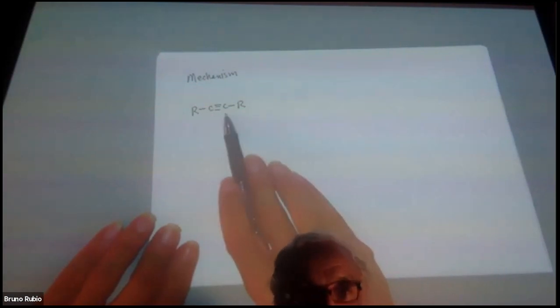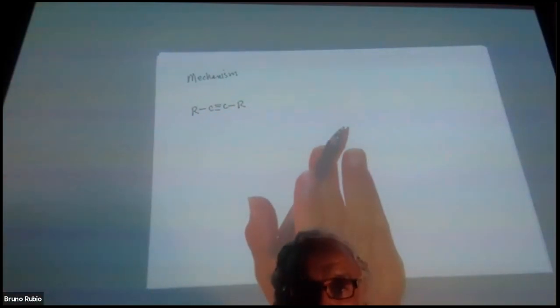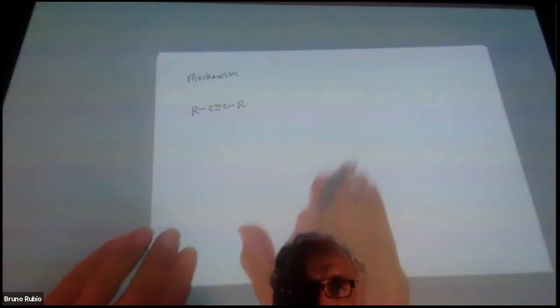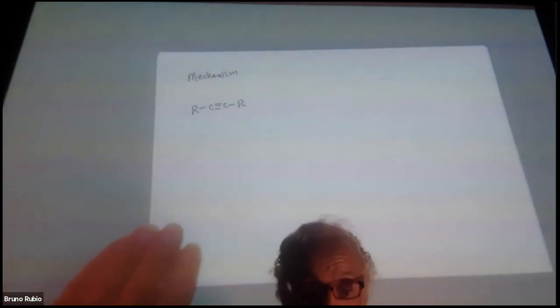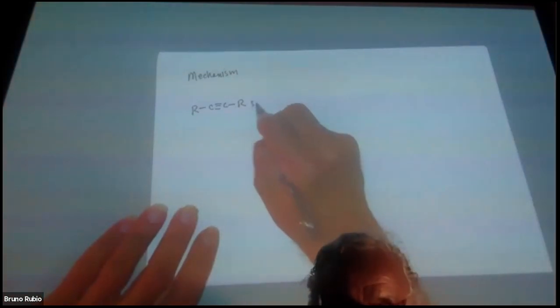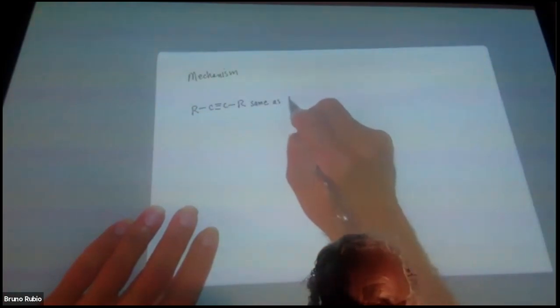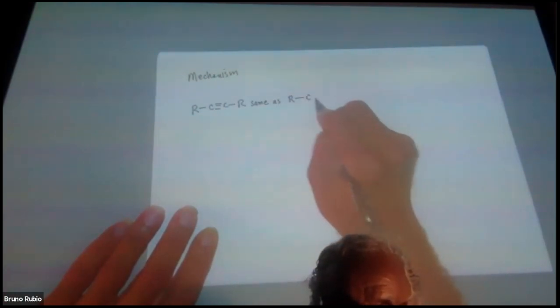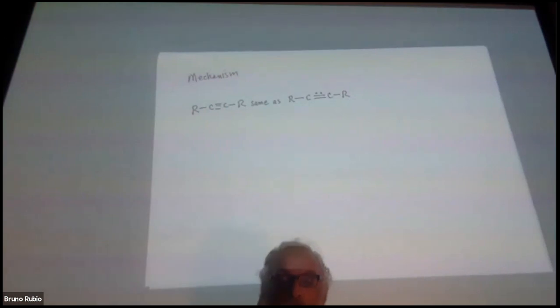They're bonds. And what is a bond? A bond is a shared pair of electrons. So to try to make this mechanism, it's pretty complicated, a little bit more understandable, instead of writing the alkyne in that traditional way, I'm going to rewrite it this way, where I've replaced one of the bonds in that triple bond by 2 dots.